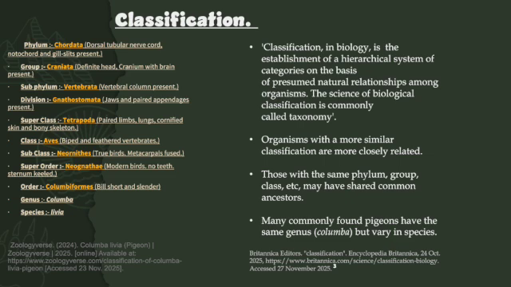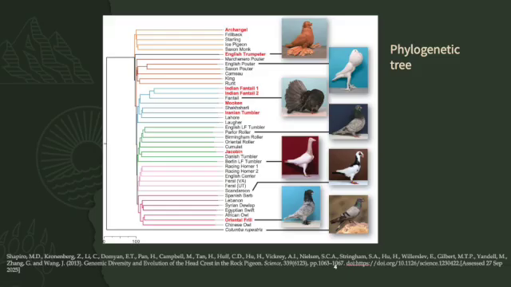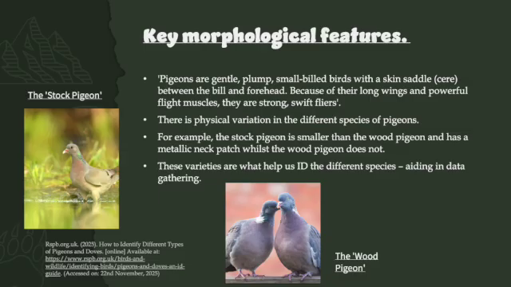Many commonly found pigeons have the same genus, Columba, but vary in species, such as the rock dove, hill pigeon, snow pigeon, etc., which all share the same genus. On the left, you can see the taxon of the common domestic pigeon. Here is a phylogenetic tree showcasing the different species of pigeons.